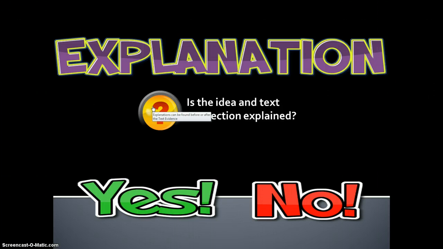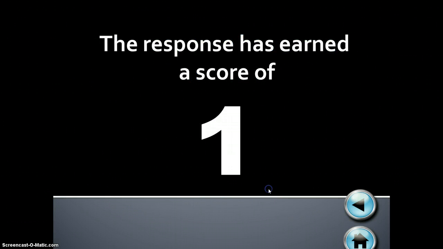What does that mean? Explanations can be found before or after the text evidence, and anytime you hover over specific elements of the slide, you'll get additional information that you may or may not need. Let's say the student did provide textual evidence, but maybe there isn't an explanation of how the text evidence is connected to their response, or there isn't any elaboration of the idea. So I'm going to go ahead and click no. The highest score that response could gain is a 1.